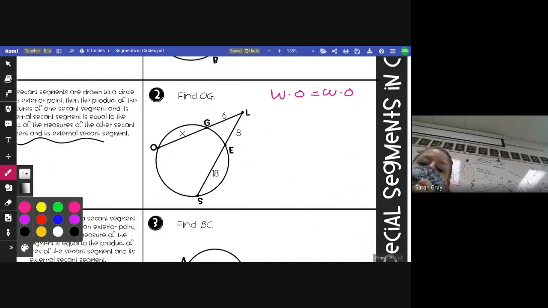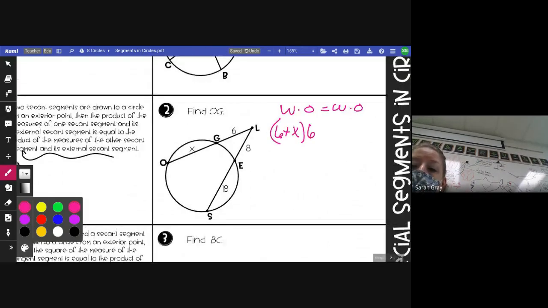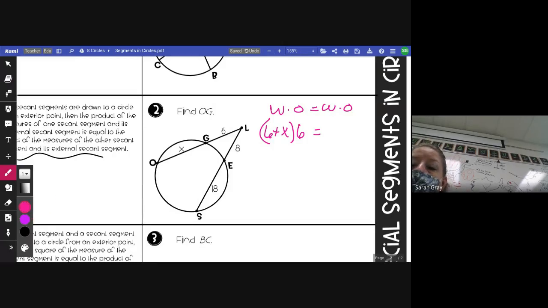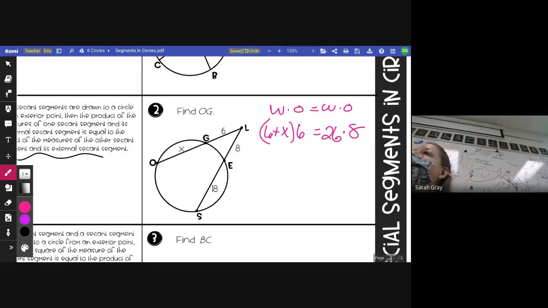So if we do the top one first, what is the whole? Ethan. Close. 6 plus x. What is the outside? 6. Okay, if we're looking at the bottom one, what's the whole? Good. And the outside? Okay, so that's your setup.